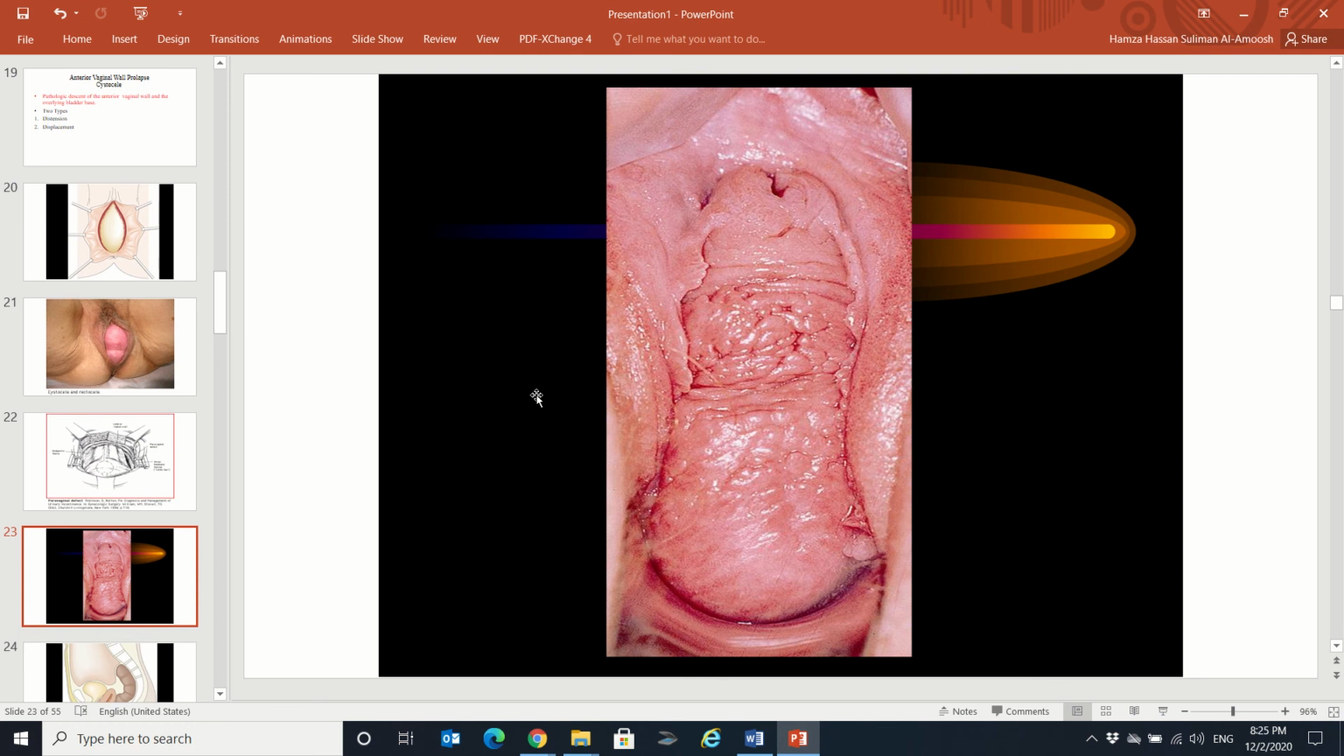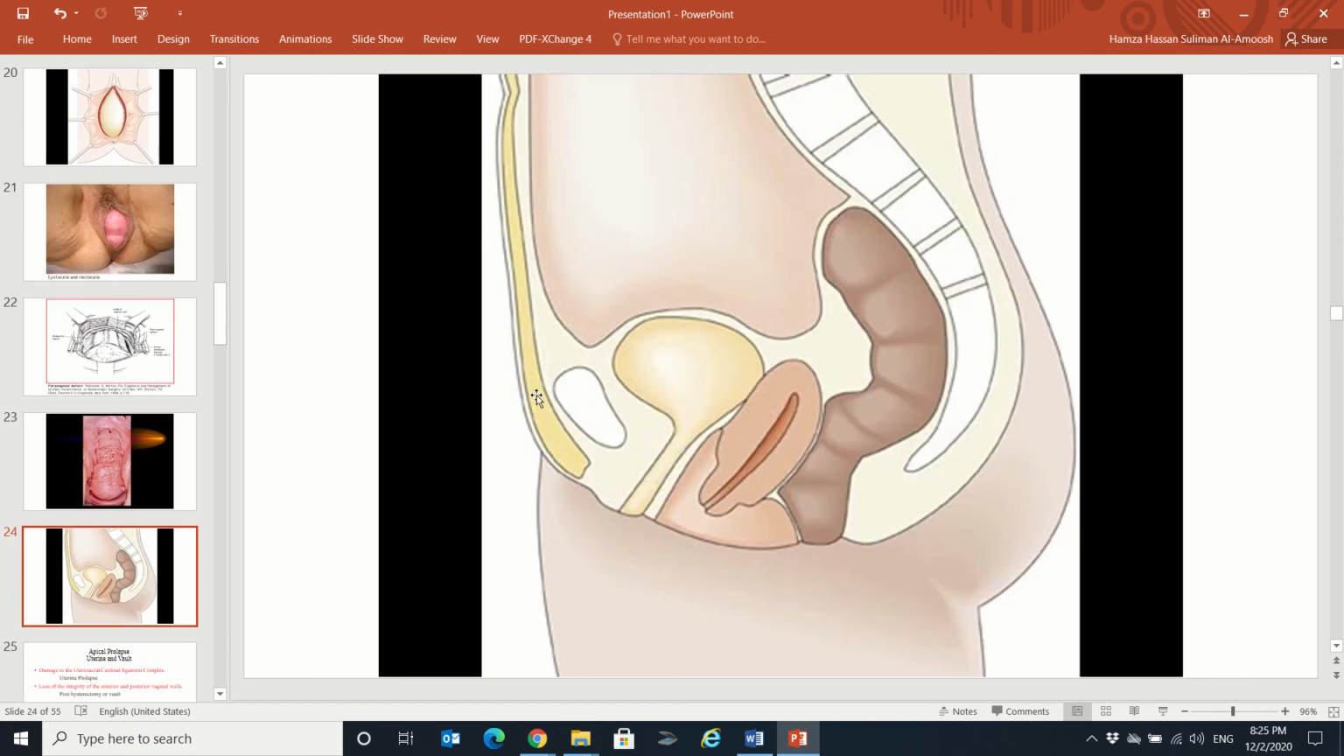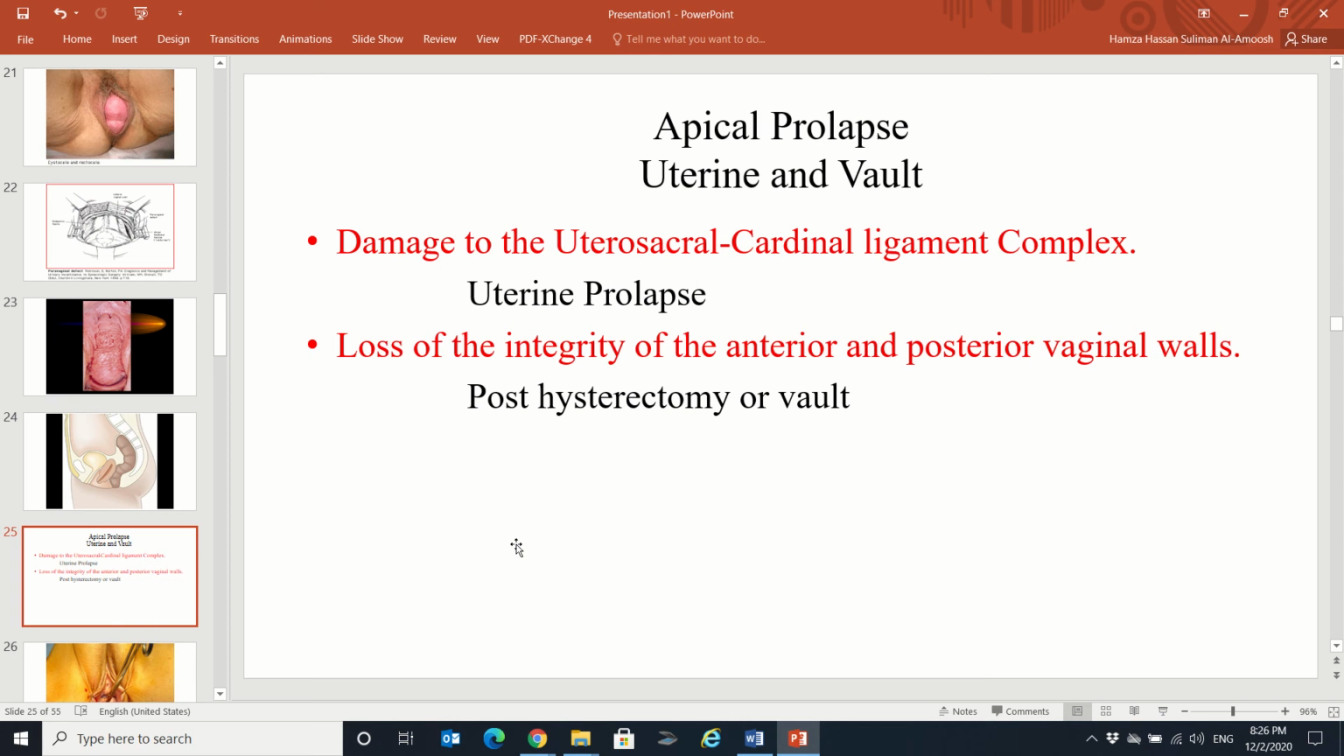This is also a cystocele reaching the introitus, so just by looking without examining, a 2nd degree cystocele. If you look at this picture, the bladder is fine, the rectum is fine, only the uterus is going down, but still within the vagina, so this is 1st degree uterine prolapse. Apical prolapse or uterine involved, damage to the uterosacral and cardinal ligaments, as we said, loss of the integrity of the anterior and posterior vaginal wall, post-hysterectomy or vault.